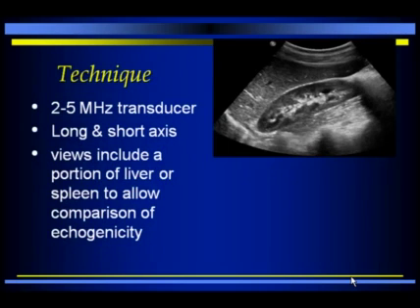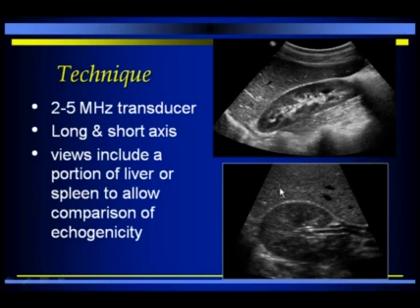So starting with the kidney, when we evaluate the kidney, we use a 2 to 5 megahertz transducer. Usually we image the kidney both in the long and the short axis, and the views generally include a portion of the liver or the spleen to allow for comparison of echogenicity. And in the slide here, one can see that the liver is seen on top of the kidney, and one can see that the kidney is relatively similar in echogenicity to that liver.